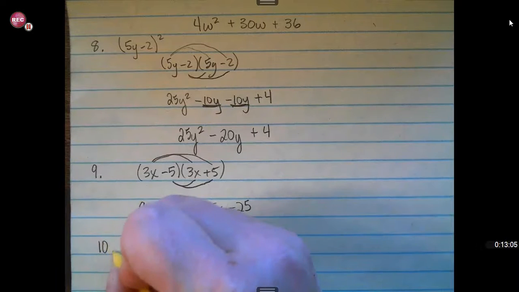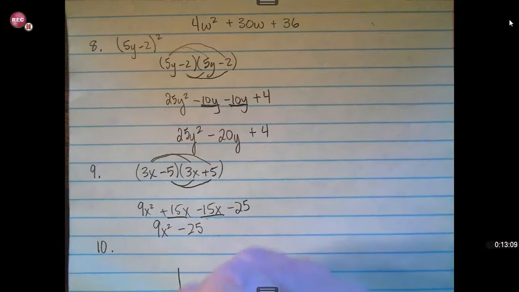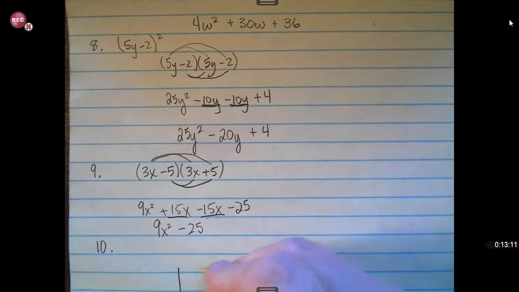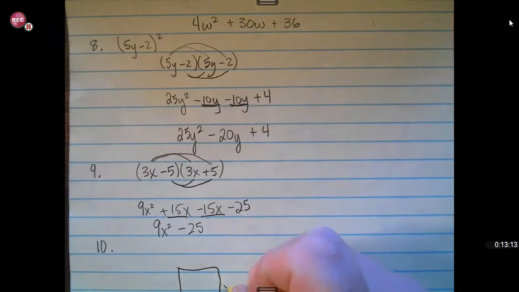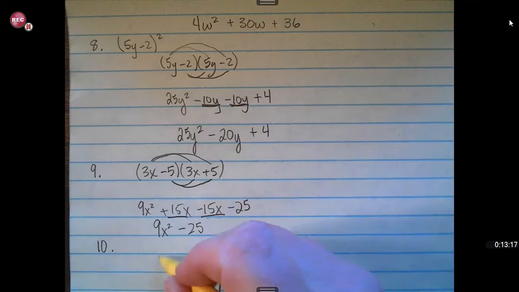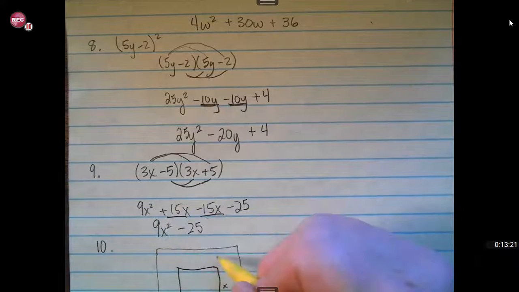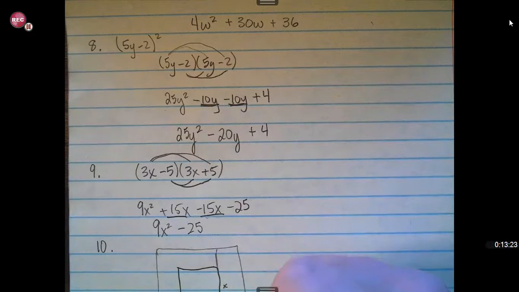Anyway, number 10, square picture. So it's a square picture this time, which means that it will be X on all sides, right? Has a 4 centimeter frame around it. It's a big frame. So this is 4 and this is 4. So this would be X plus 8. It's still a square, X plus 8.